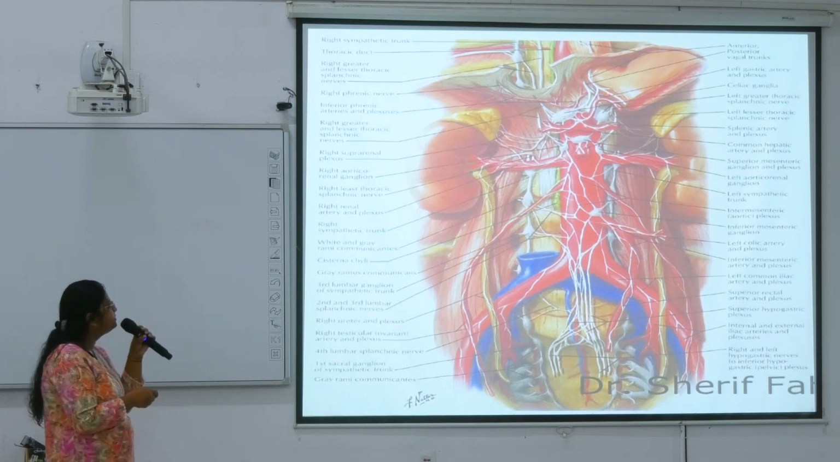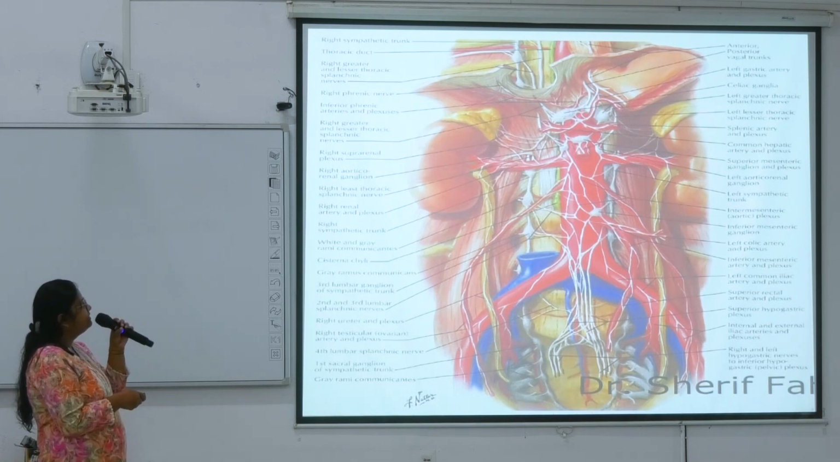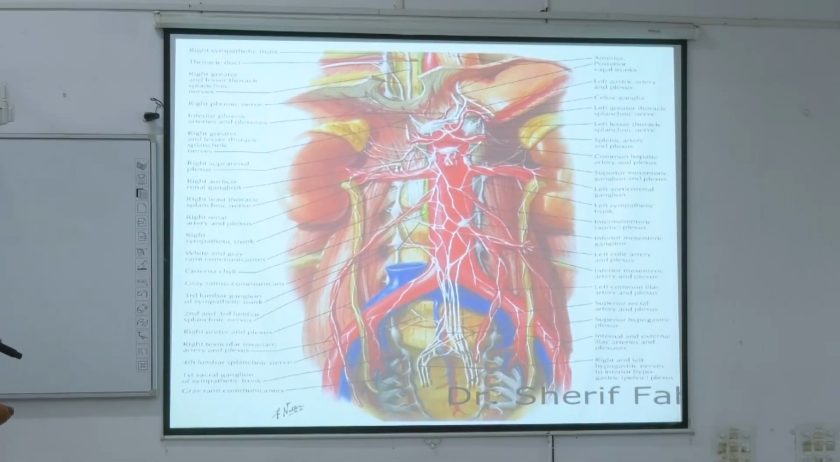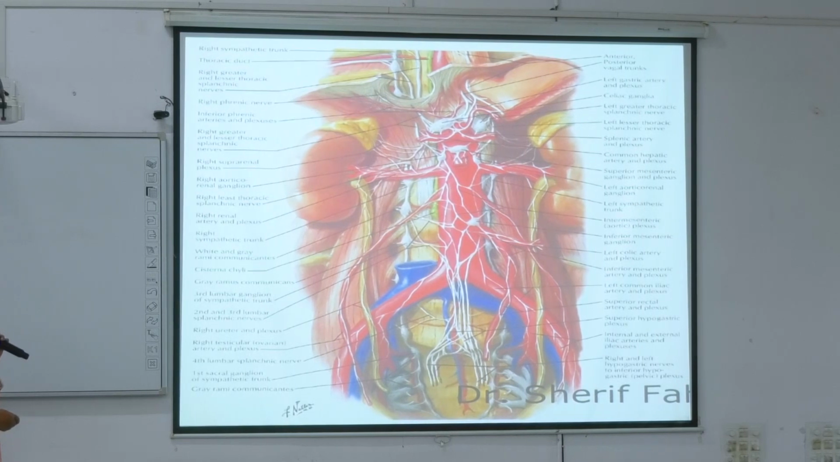Ganglia have also been shown near the celiac trunk, celiac plexus or celiac ganglion. Near the superior mesenteric, there is superior mesenteric ganglion. Near the inferior mesenteric, here is the inferior mesenteric ganglion. And on the two sides, the sympathetic chains. And the crura, you can see here properly. Right crus, left crus. Next.